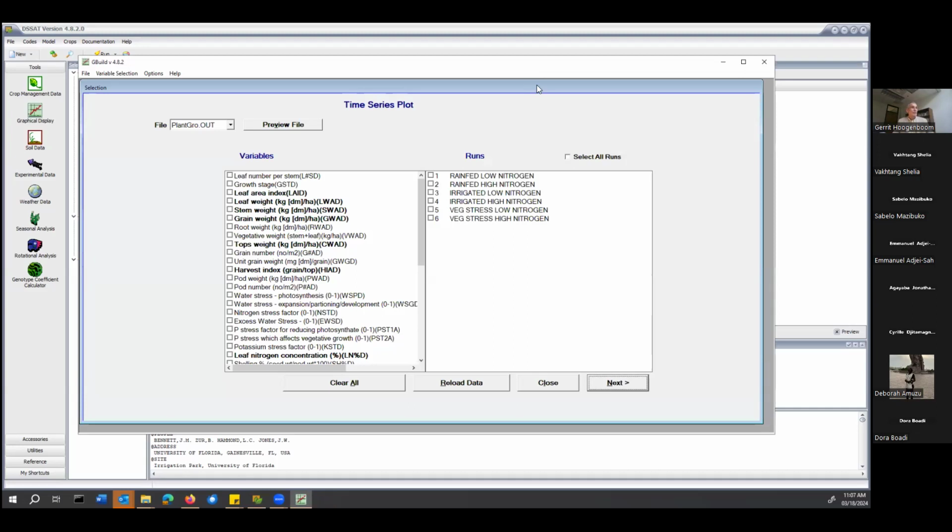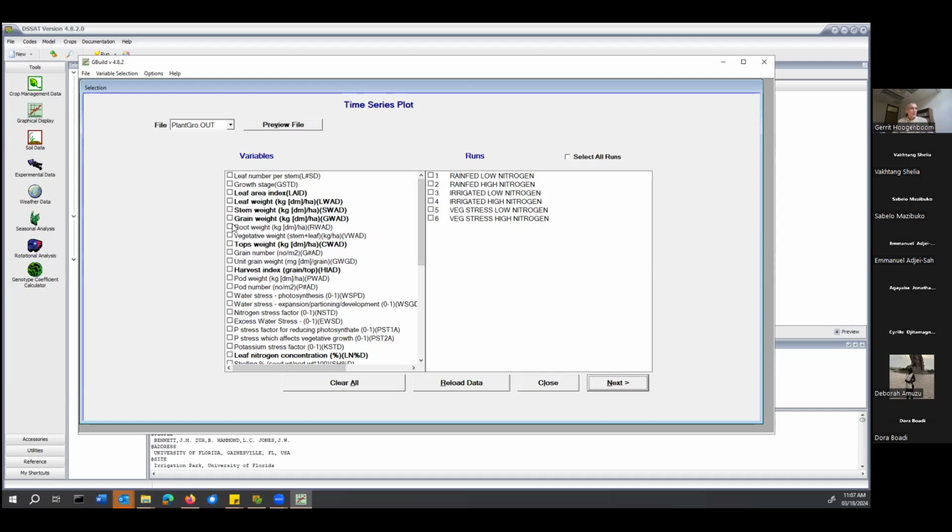Okay, so this is a graphics program. There's a new separate analysis program within DSAT that we have selected. On the left, you see a set of variables that relate to plant growth: leaf weight, stem weight, grain weight, above ground weight, harvest index, etc. On the right, you see the 6 treatments we have simulated: rain-fed low nitrogen, rain-fed high nitrogen, all the way to irrigated low nitrogen, irrigated high nitrogen.